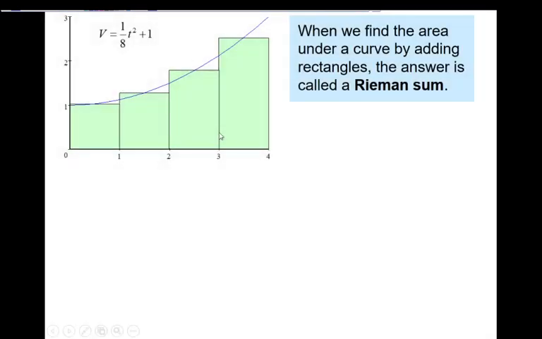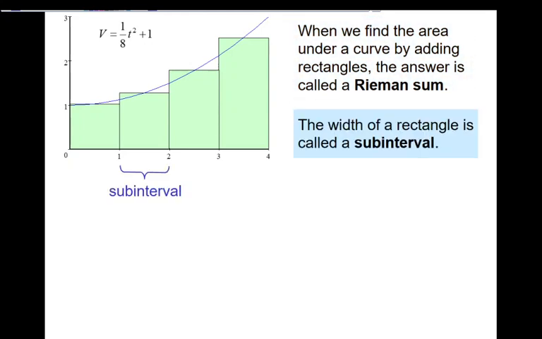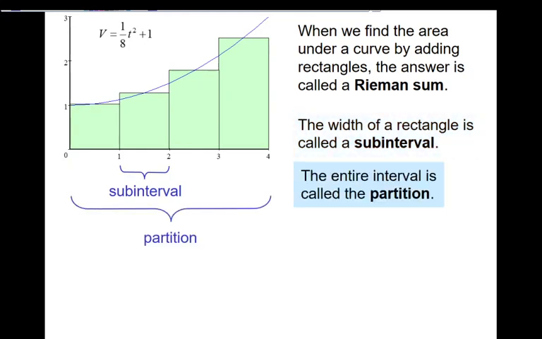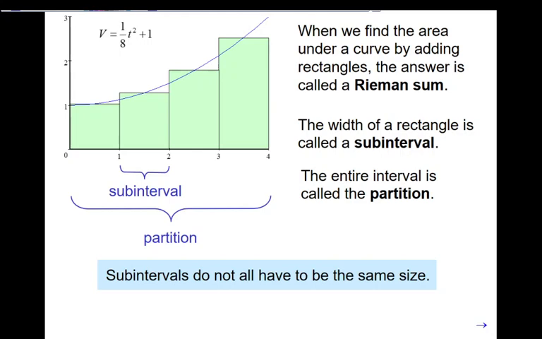Well, when we find the area under the curve by adding up these rectangles, we've been doing rectangular approximation, the answer is called a Riemann sum. Okay? Now, the width of a rectangle is what we call a subinterval. The entire interval is what we call the partition. Okay? Now, subintervals do not all have to be the same size.